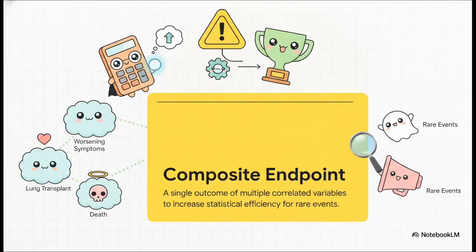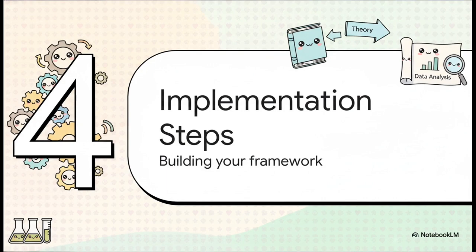Sometimes, though, a single primary outcome just isn't enough to capture the full clinical picture. And that's where we use what's called a composite endpoint. In our source literature, we look at a trial for pulmonary arterial hypertension. Because severe events in this condition are relatively rare, the researchers combined multiple correlated variables, specifically time to first worsening of symptoms, need for lung transplant, and death, into one single composite primary outcome. Doing this increases statistical efficiency, allowing the study to actually achieve sufficient power. But be warned, there's a catch here. If your intervention only improves one minor component of that composite, it can misleadingly make the entire composite look statistically significant.